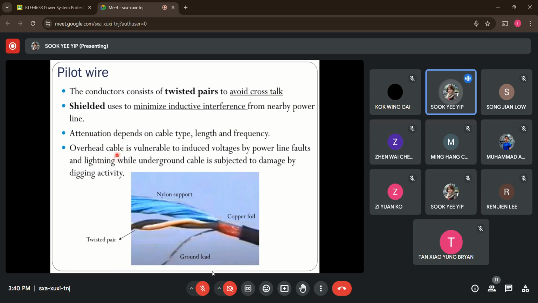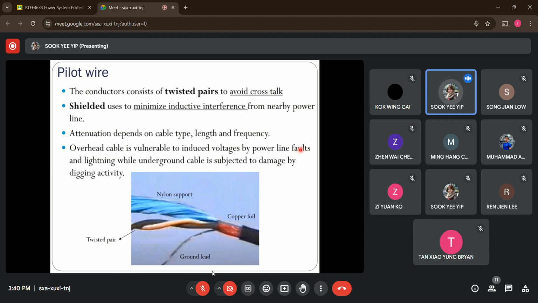It is the wire that is held by two supporting towers. So which means that it is actually exposed to the environment. So it's vulnerable to the induced voltage by the power line fault. So which means that if I have a lightning strike or if I have a fault from a power line, the signal might be lost.